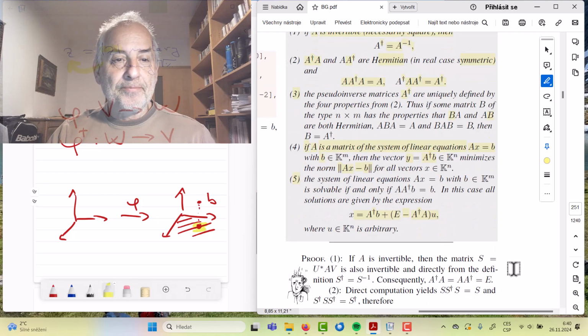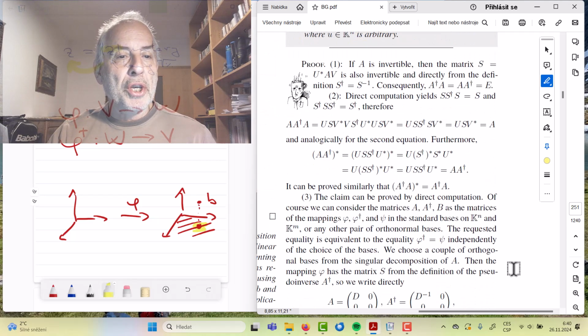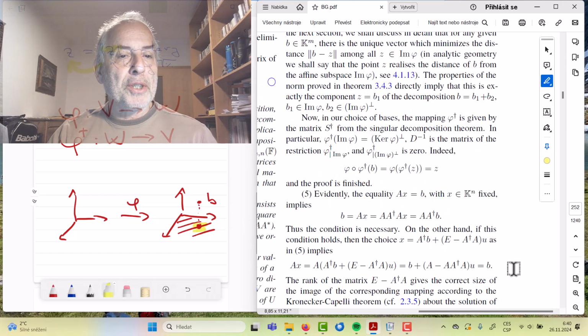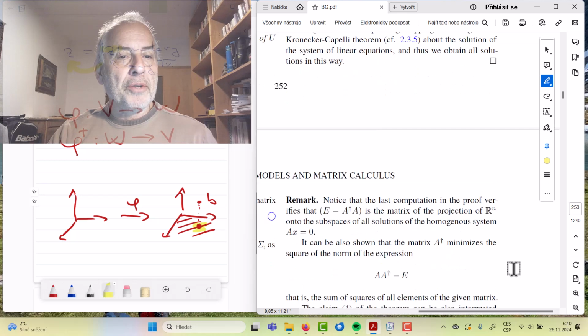So this is our introduction to the numerical things with matrices, and you see the proof is not complicated, it's just straightforward computations, but it takes some time. So you are invited to go through it.